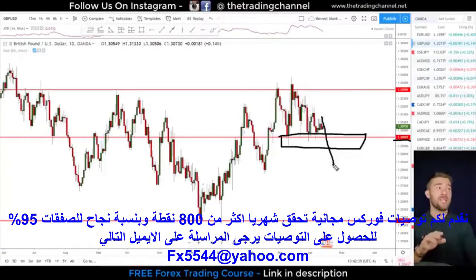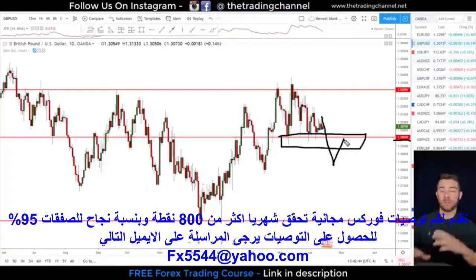We're going to see if we can get a pullback into that zone, and same thing, drop down to a lower time frame, use my actual strategy, my actual system on that lower time frame to look for a trading opportunity to the short side.